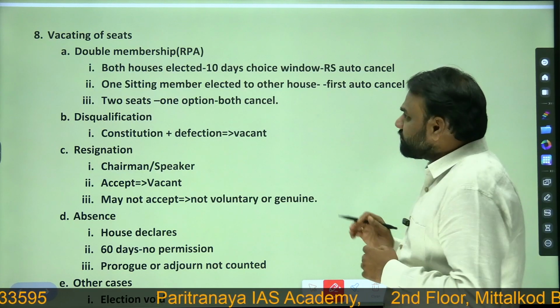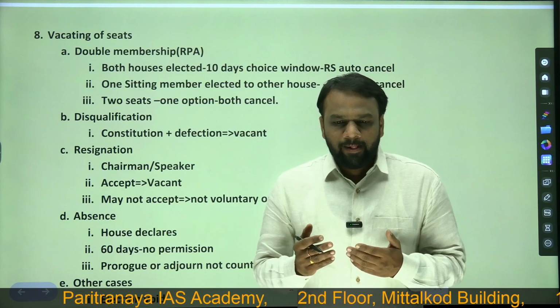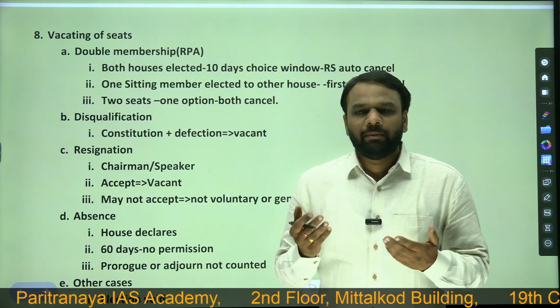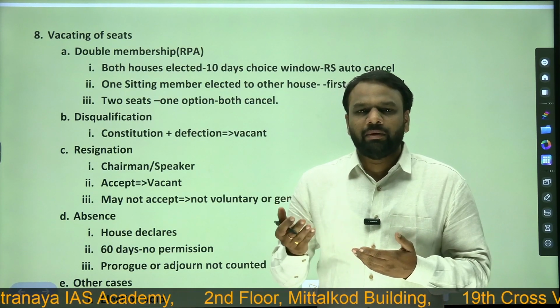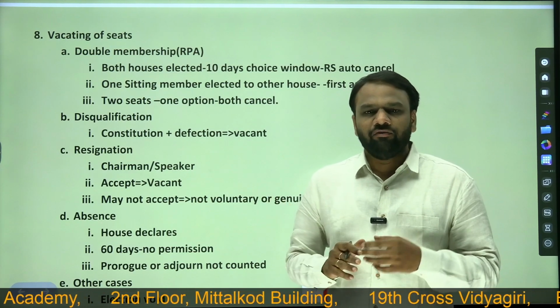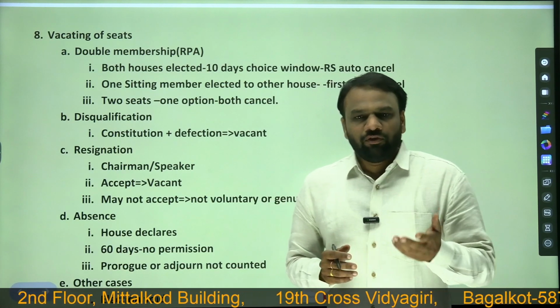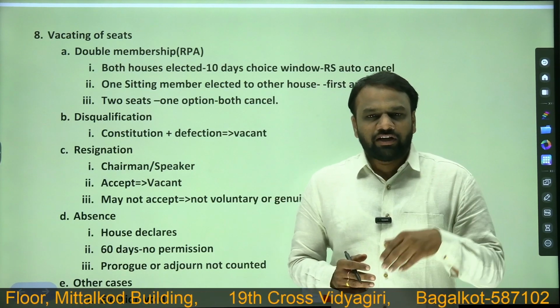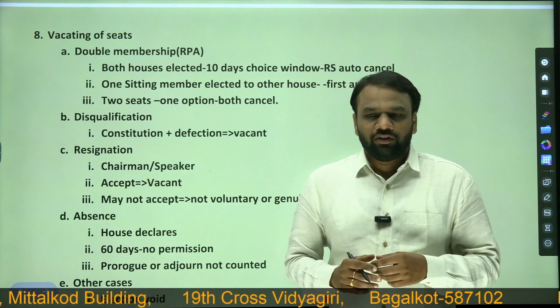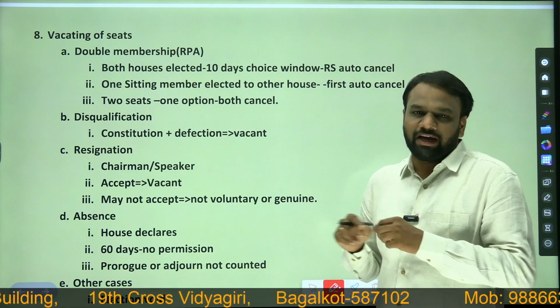So next is vacating of seats. So we know that members of Lok Sabha may be either elected or nominated as well. But now the nomination has been removed. In case of Rajya Sabha, we have both elected members as well as nominated members. In case of Lok Sabha, the members are directly elected. In case of Rajya Sabha, they are indirectly elected. So next we need to understand when those seats will become vacant.